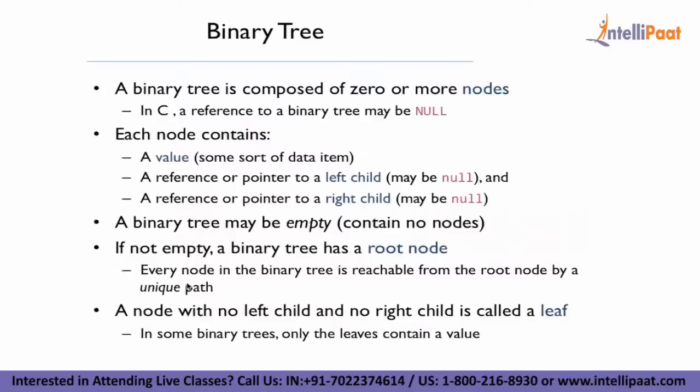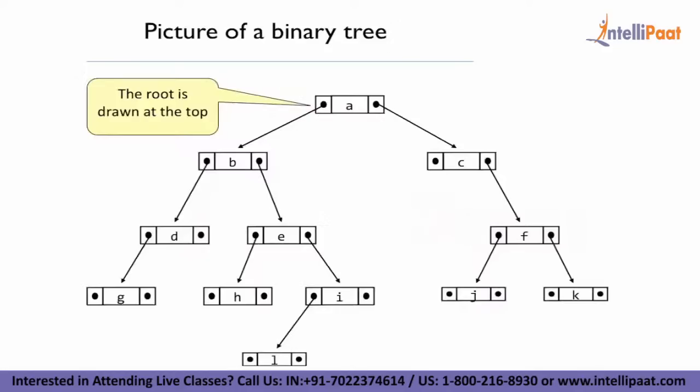Every node in a binary tree is reachable from the root node by a unique path. For example, if you want to go to H from the root, that means from A to H, the only path is from A to B, B to E, and E to H. There is no other path from A to H. There is a unique path from the root to every node.